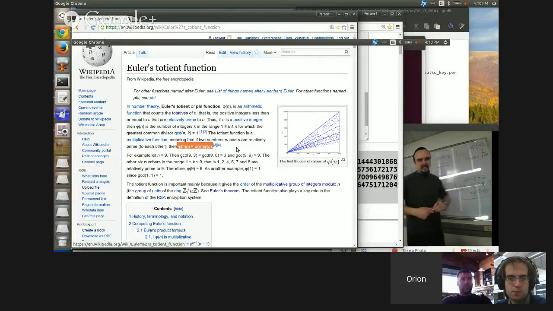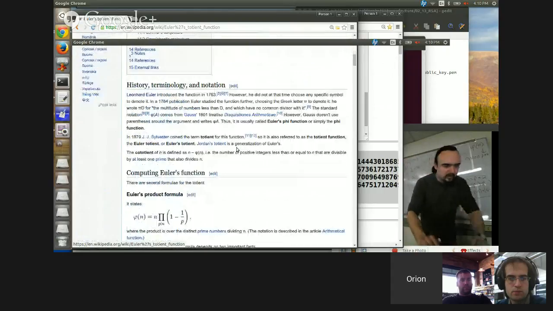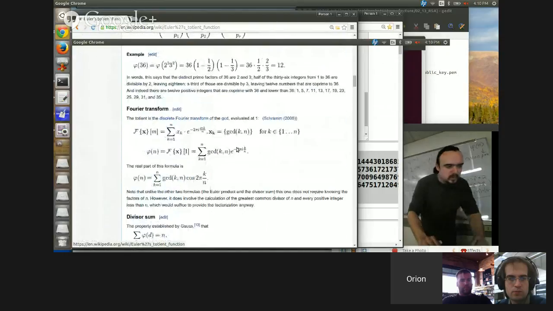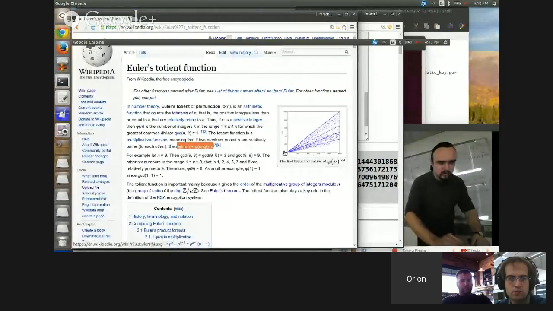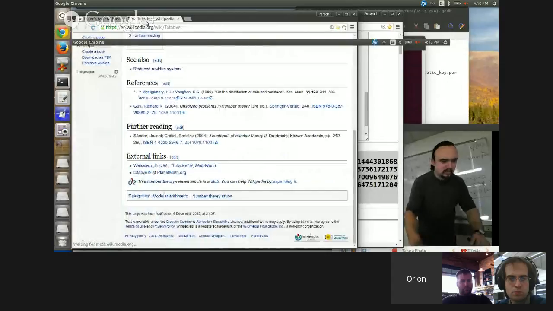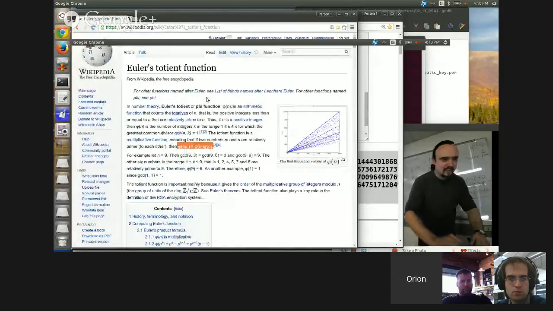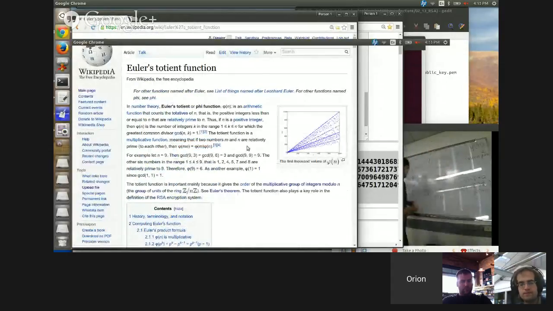For example, take a number that is a product of two primes, like 15. You might ask, what the heck is the totient of 15? You can look at them, they give you a nice little table.